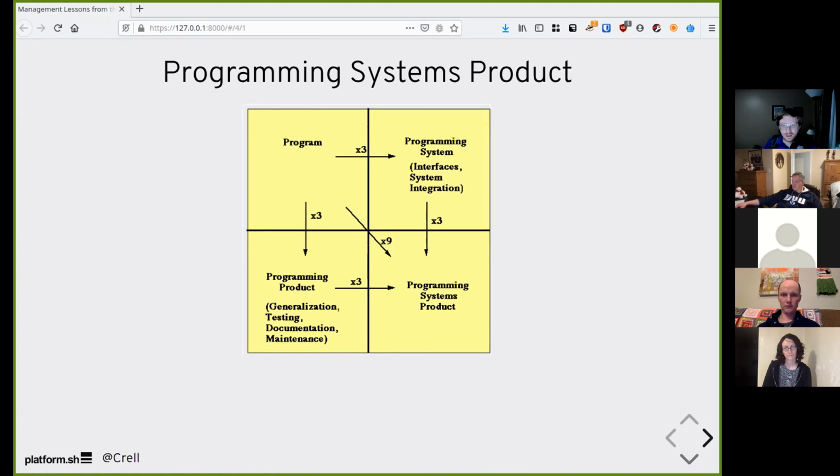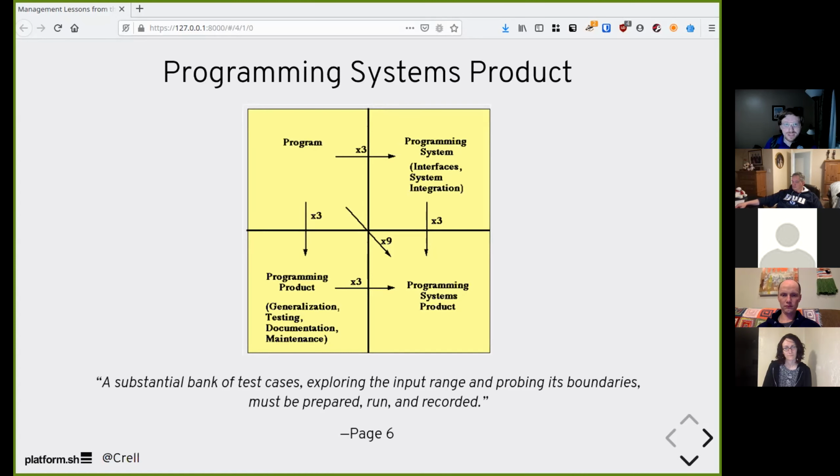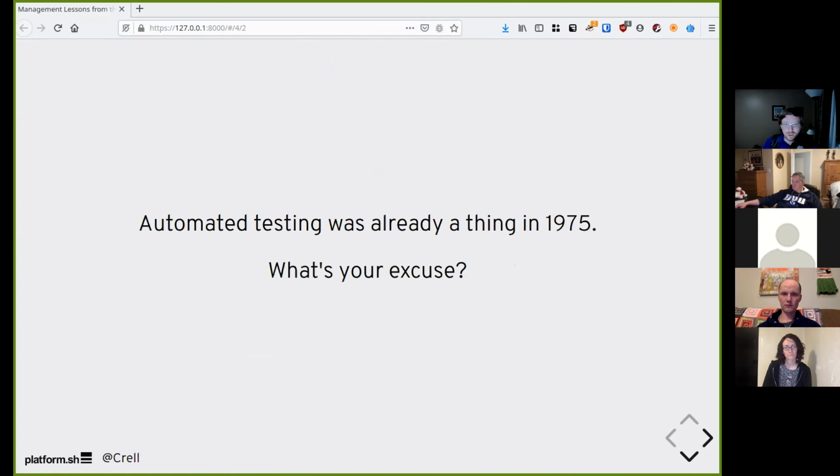Notice I said tests there. One of the things Brooks points out is that a substantial bank of test cases exploring the input range and probing its boundaries must be prepared, run, and recorded if you want to have anything approaching a programming system product, this complete, real version of what you want. What does that mean? It means automated testing was already understood as a thing in 1975. What's your excuse? You don't have one.